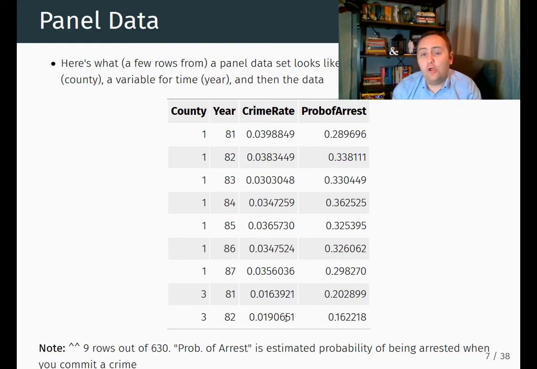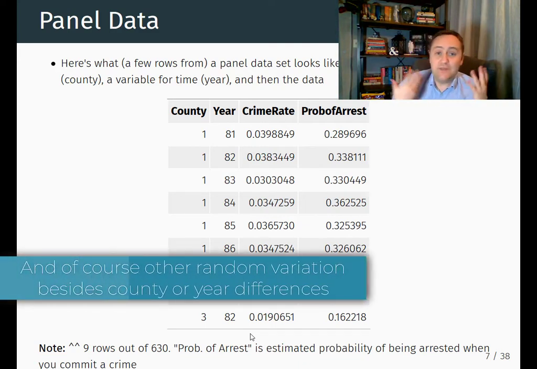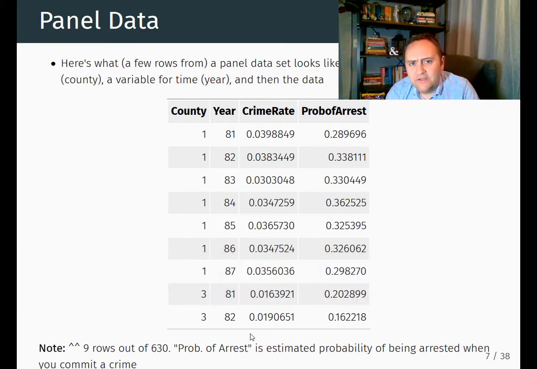But that's not all that we are changing. We're also not just looking across counties here, we're also looking at different years. So here we were looking at 1981, here we're looking at 1982. And so it could well be that part of the explanation for why we see these different numbers is that they're different counties, and also part of it's going to be that they're different years. Maybe some years have more crime than other years, as we can already imagine that some counties might have more crime than other counties. So we have two different forms of variation, reasons why the numbers vary.